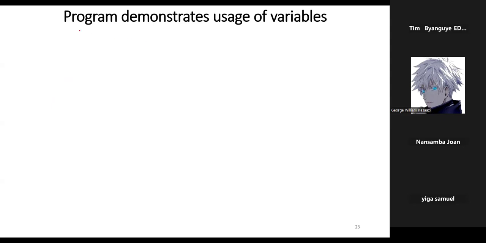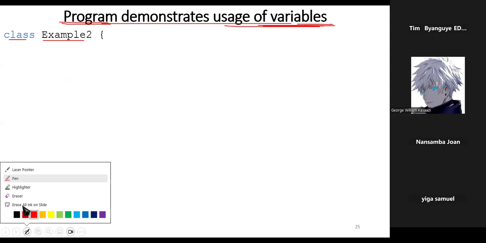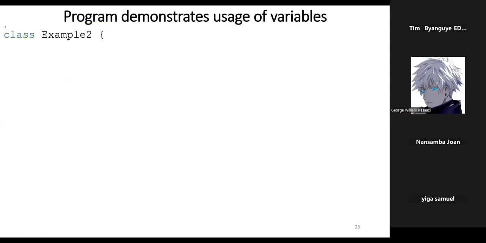Well, let's move on with the program that demonstrates the usage of variables. I'll just explain a few things here and there, and we move on. So here is a class called example2. Now you're noticing a slight difference: when you do not put a keyword class here, most of the times it is considered to be the default access modifier.